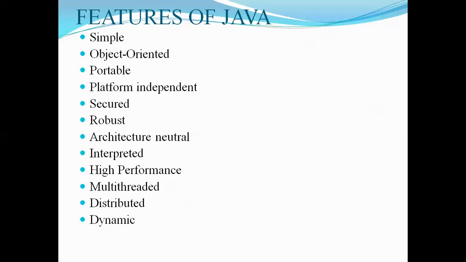Next is architecture neutral. Now, what do you mean by architecture neutral? Java is architecture neutral language. That means it is processor independent irrespective of its development. And a language is said to be architecture neutral whenever those programs are executed by any processor irrespective of its development.